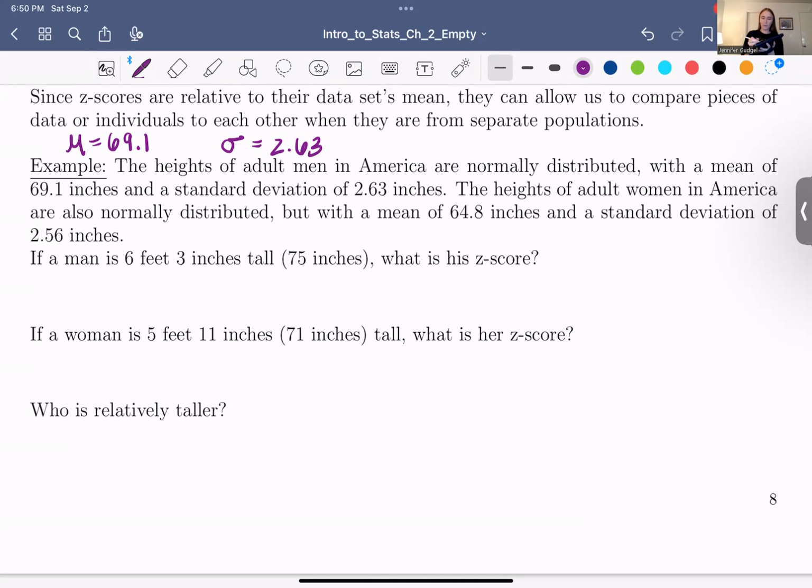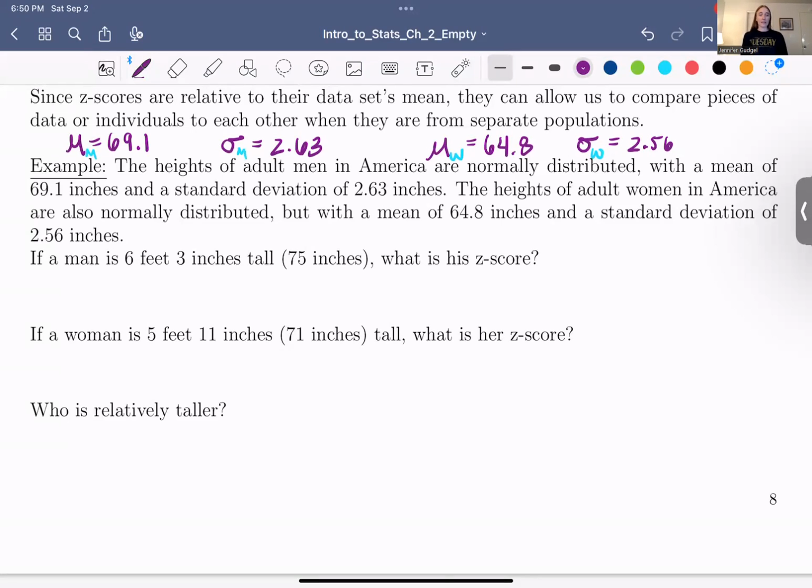So if you need to label it like that, because here we're going to talk about the women next, you could write maybe an M under both of these to help differentiate it. And then when I do the women, I would write a W. The mean for women is 64.8, and the standard deviation for women is 2.56.